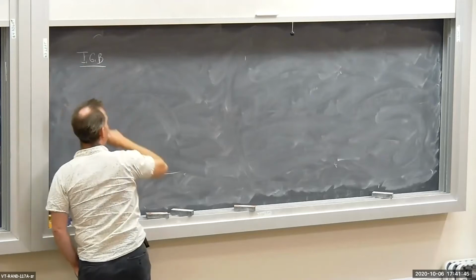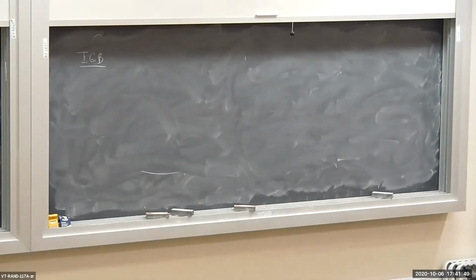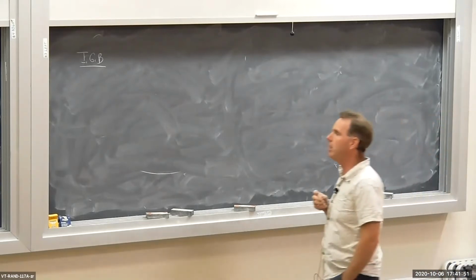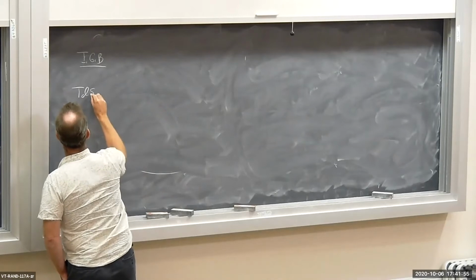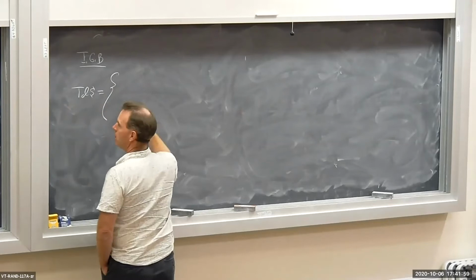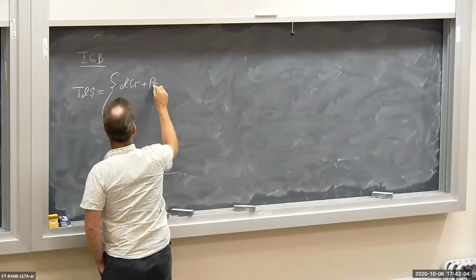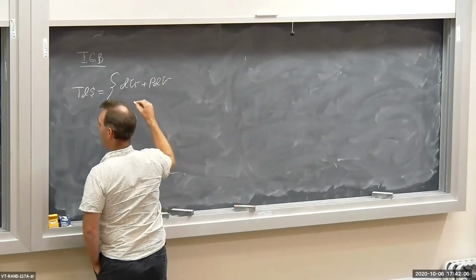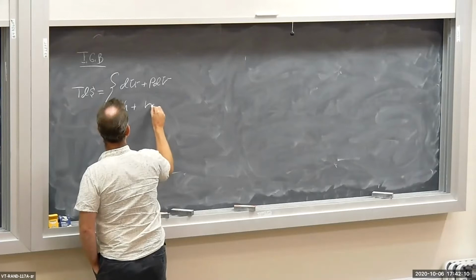What about ideal gas behavior? We'll talk about constant versus variable specific heat in a minute, but let's start with the TdS equations. TdS is equal to du plus PdV, and then I have dH minus VdP.